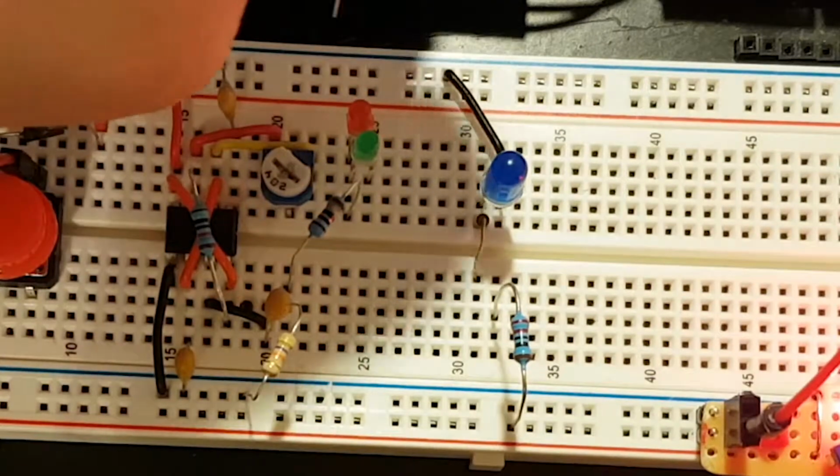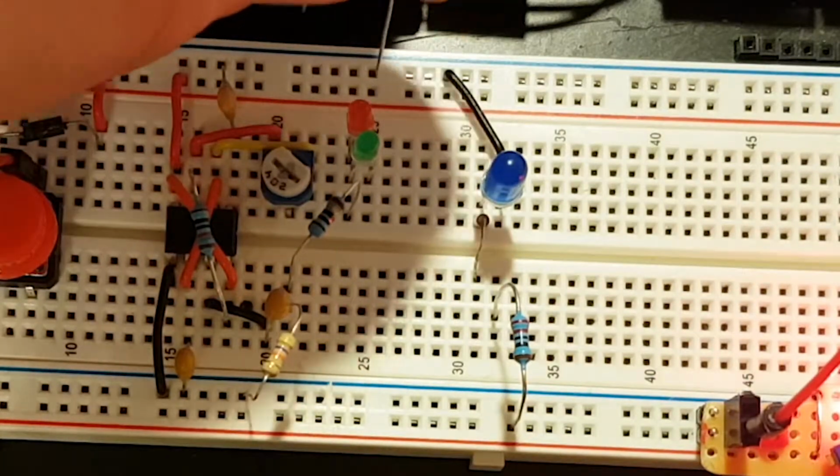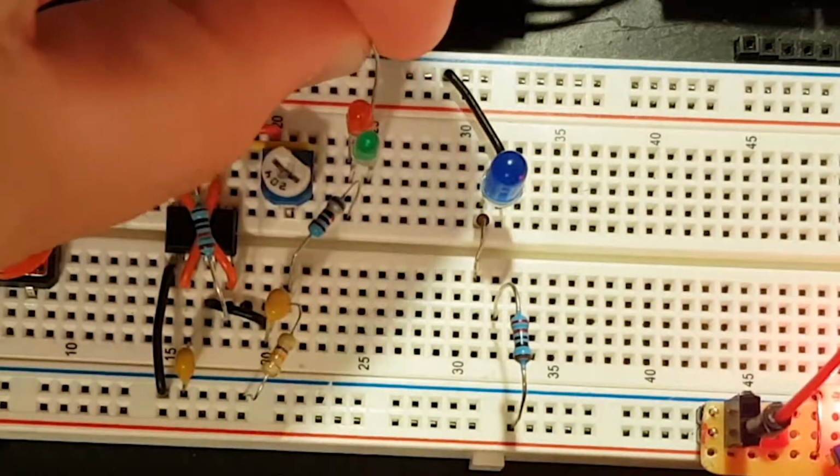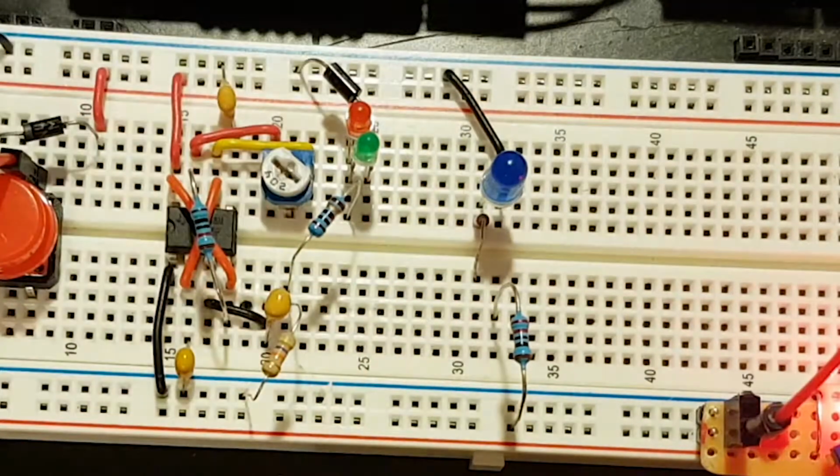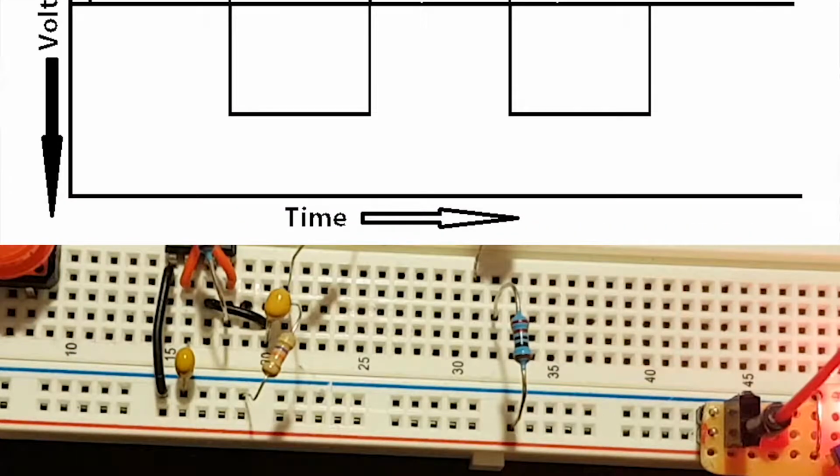If I turn the diode around, face the other way, put it back in, you see the other LED is now flashing. We've taken away the positive half. This is called half-wave rectification.